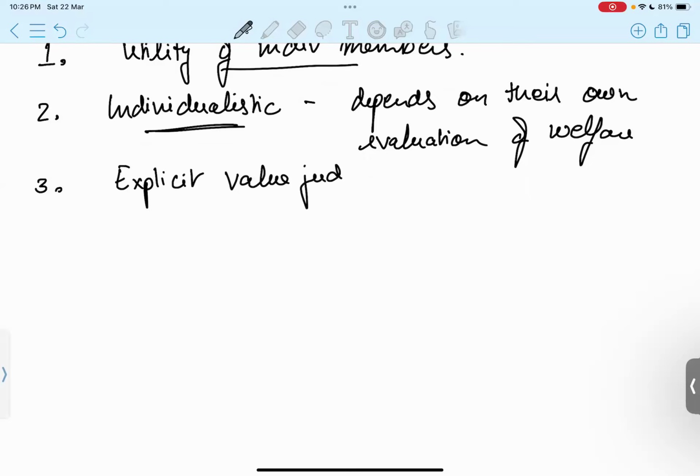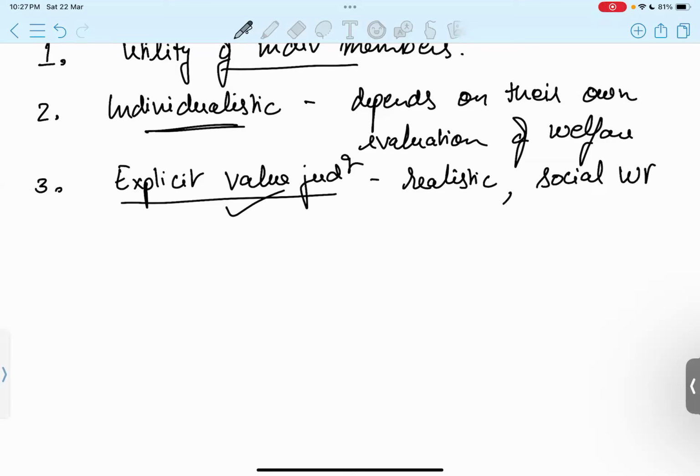Explicit value judgments are having an impact. So we say it's a social welfare function. It is not unique, because it varies with the value judgments, which is, again, more realistic. Because value judgments have an impact even on how the welfare or the maximization would be impacted. So the social welfare function is not unique because of this.